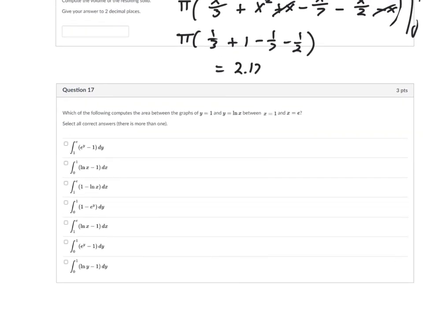Okay, so moving on, we have number 17. We want to know which of the following computes the area between the graphs of y equals 1 and y equals natural log of x between 1 and e, right? And so before I even look at the options here, I'm going to try to set this up on my own, right? It's between 1 and e, okay? So that's easy. And we're trying to compute the area between the graphs of 1 and natural log of x, right?